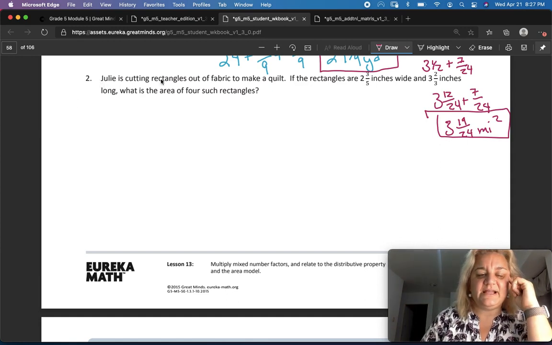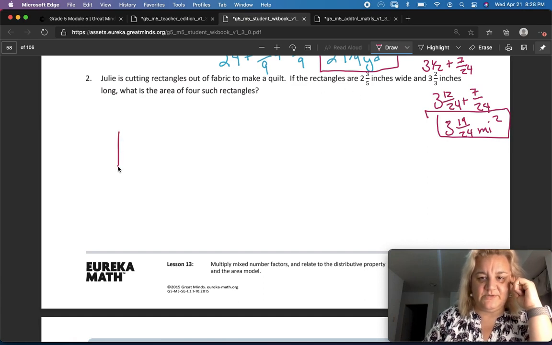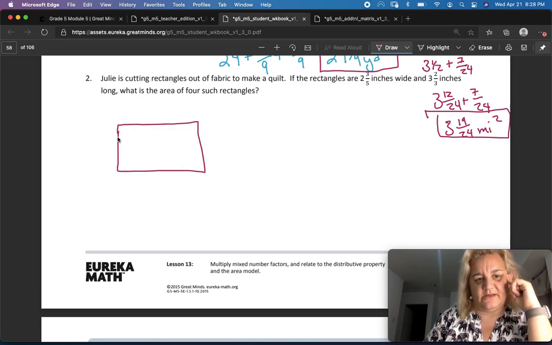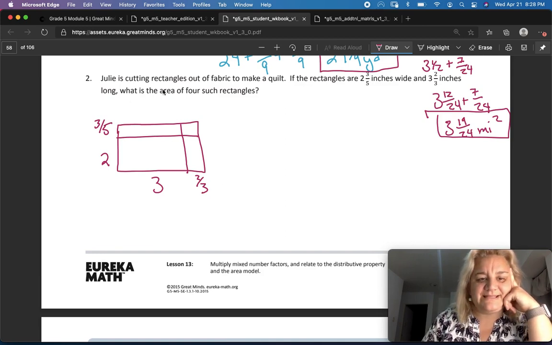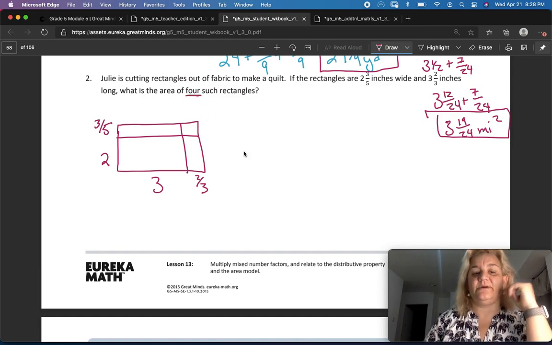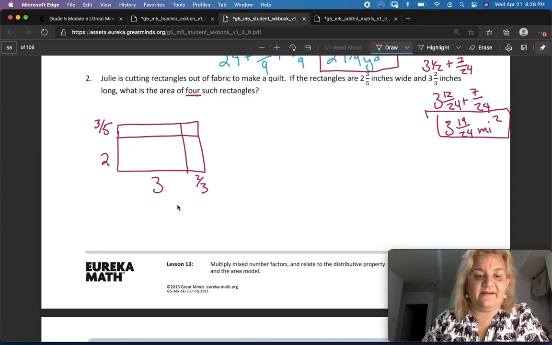Okay, Julie is cutting rectangles out of fabric to make a quilt. If the rectangles are 2 1/3 inches by 3 2/3 inches, okay, so this is the length and that's the width. What is the area of 4 such rectangles? Okay, so we're going to find the area of this rectangle, and then we're going to multiply that by 4. They're kind of throwing a little curveball in at you.